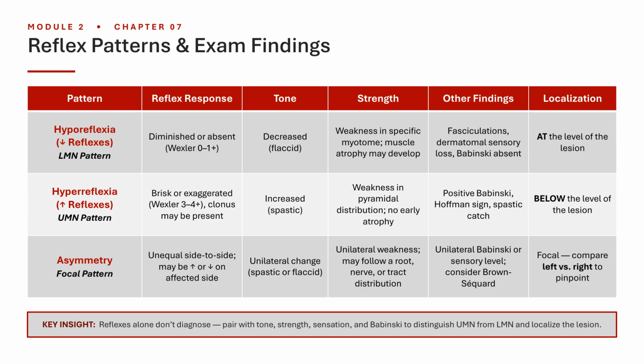Asymmetry, the focal pattern. Unequal side-to-side reflexes, unilateral change in tone and weakness, which may be spastic or flaccid depending on the level. Unilateral sensory findings. Unilateral Babinski or sensory level. Consider Brown-Séquard syndrome. Localization, focal. Compare left and right to pinpoint. Key insight: reflexes alone don't diagnose. Pair them with tone, strength, sensation, and bilateral comparison to distinguish UMN from LMN and localize the lesion.